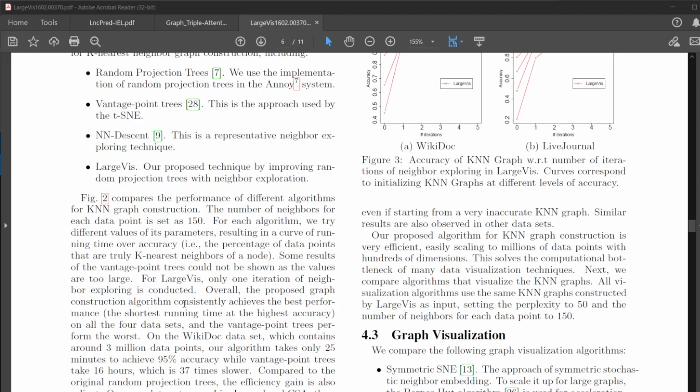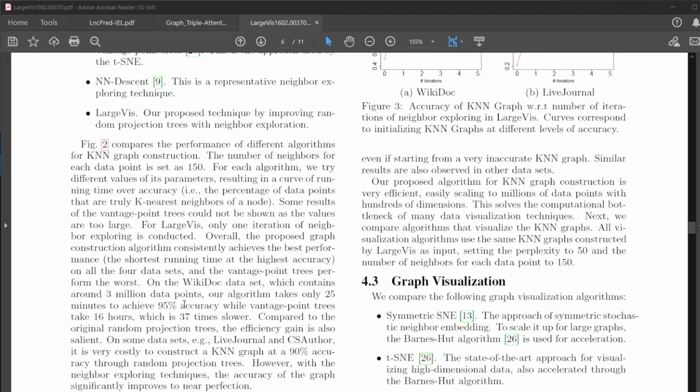On the Wikidoc data set, which contains around 3 million data points, our algorithm takes only 25 minutes to achieve 95% accuracy while vantage point trees take 16 hours, which is 37 times slower. Compared to the original random projection trees, the efficiency gain is also salient.